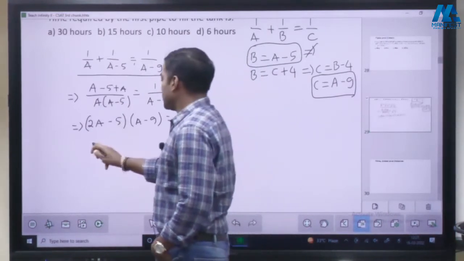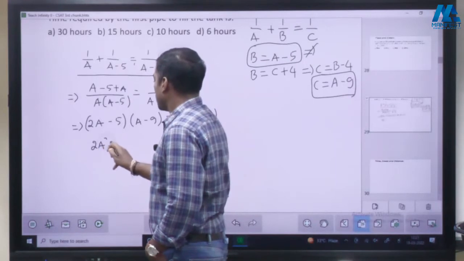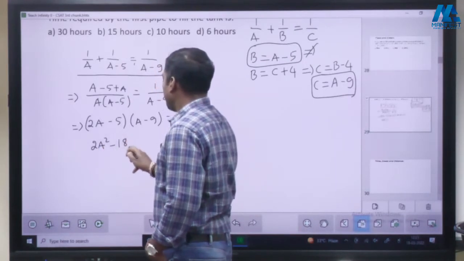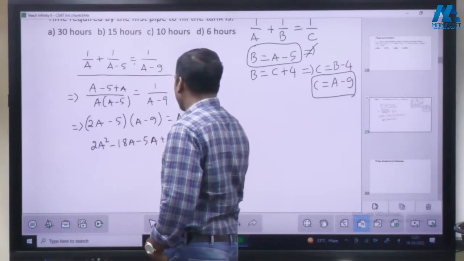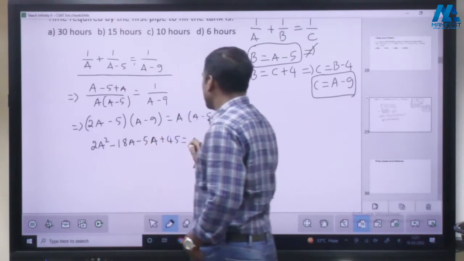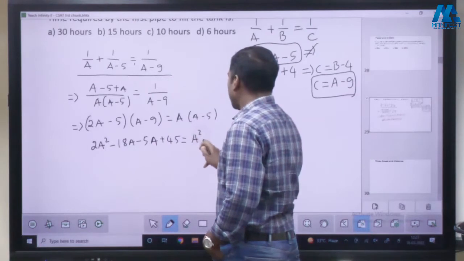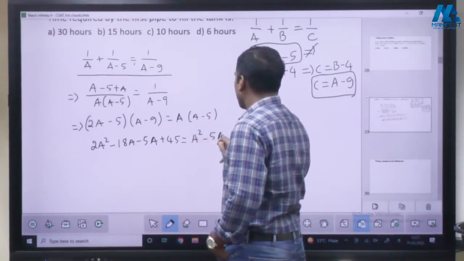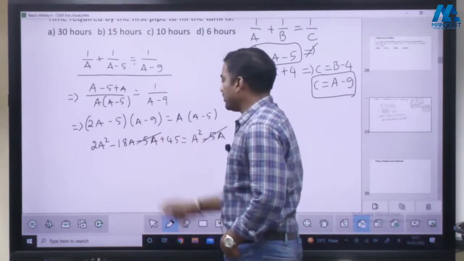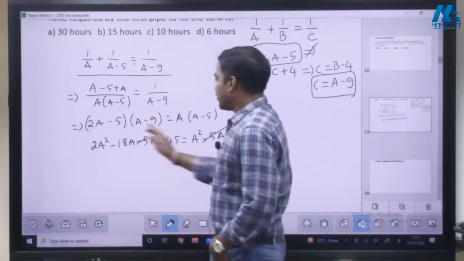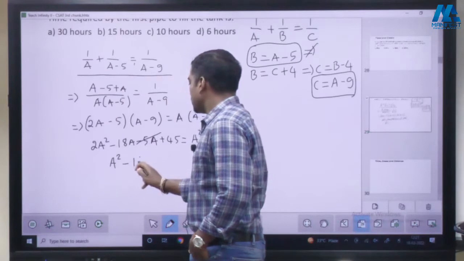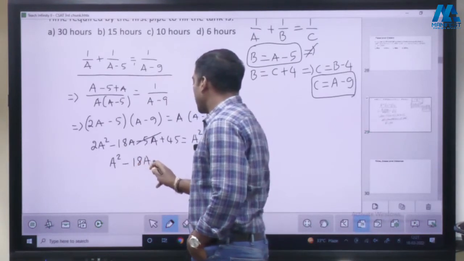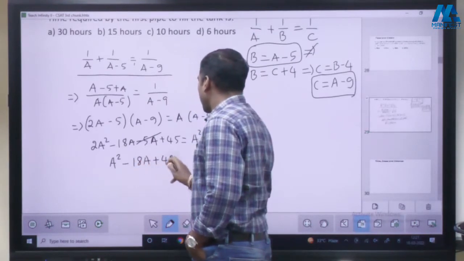So if you multiply, this will be 2A square minus 18A minus 5A plus 45 is equal to A square minus 5A. This minus 5A and minus 5A get cancelled. A square will come this side. This will become A square minus 18A plus 45 equal to 0.